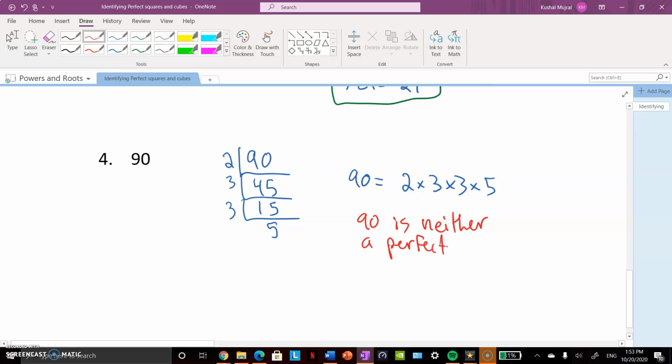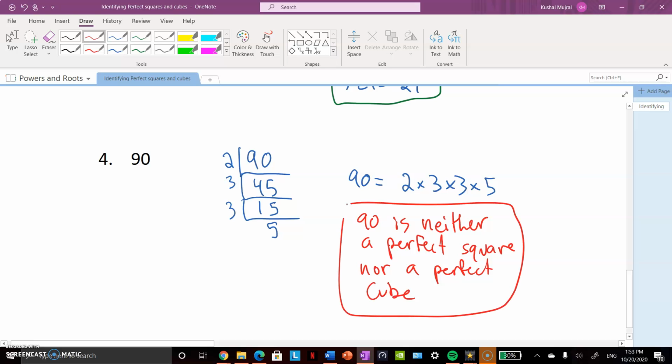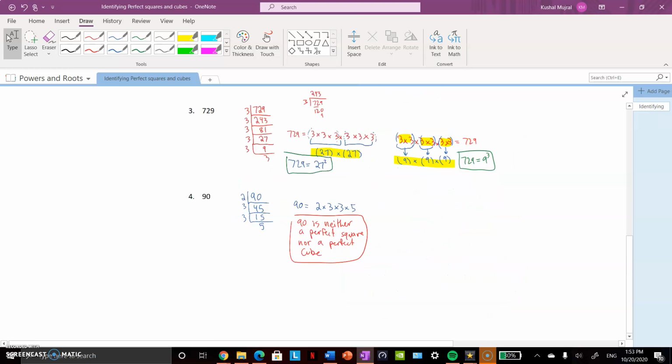So what this means is you will write a statement saying 90 is neither a perfect square nor a perfect cube. Box your answer. That's it. And that's identifying perfect squares and cubes.